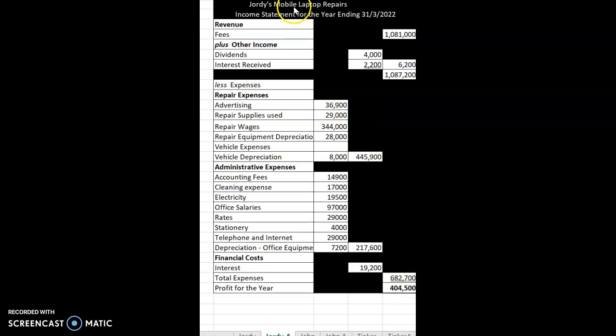Notice that it's a mobile laptop business. So the vehicle expenses in this case come as part of the repair rather than the admin.